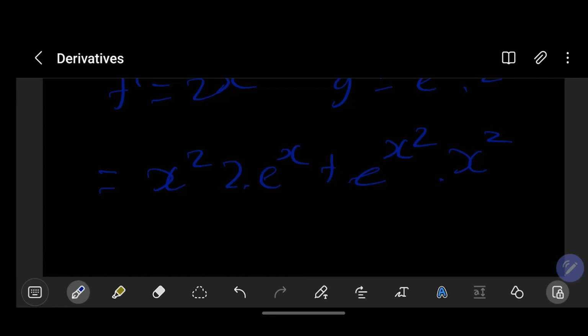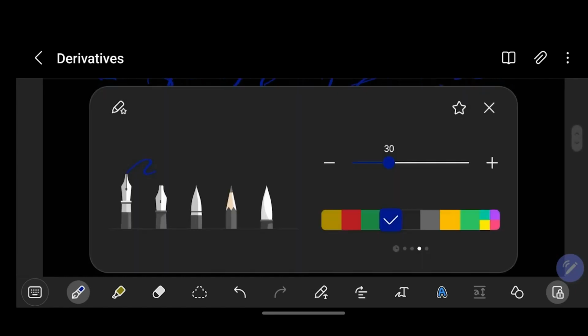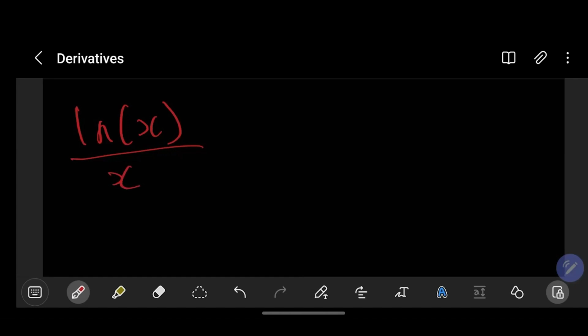Okay, so what if we have another interesting example, ln of x all over x, right? So what do you think we need to do here? We need to use the quotient rule.